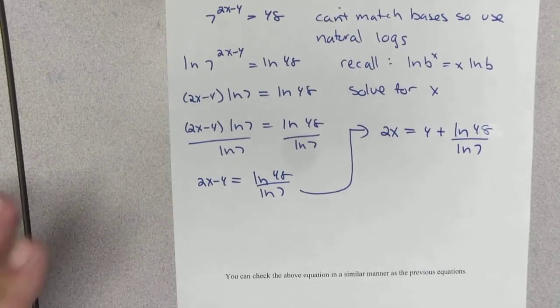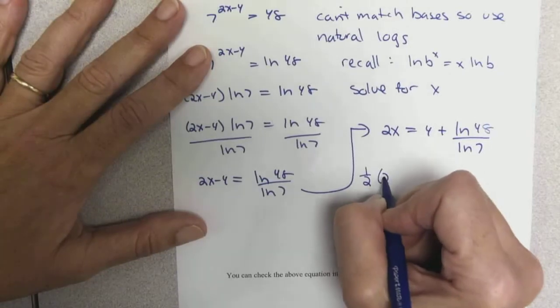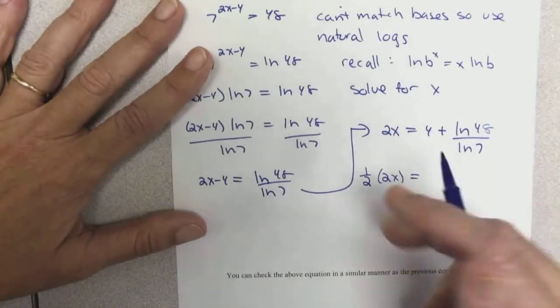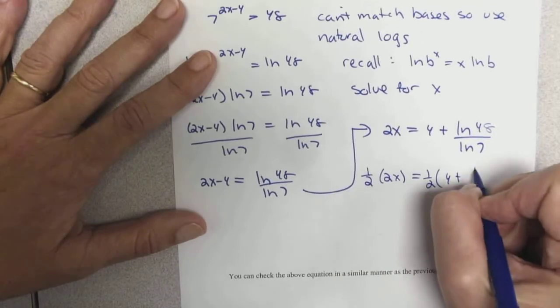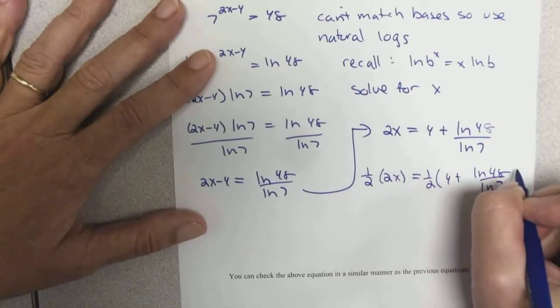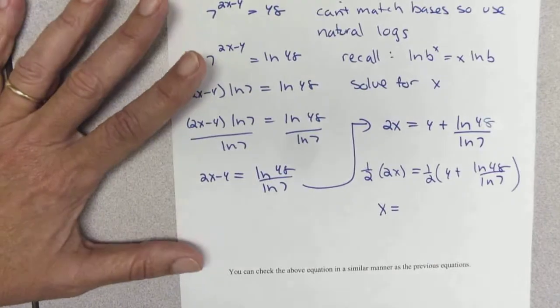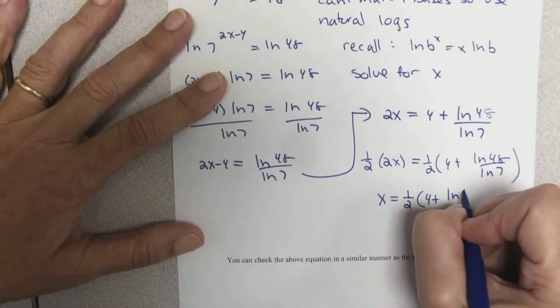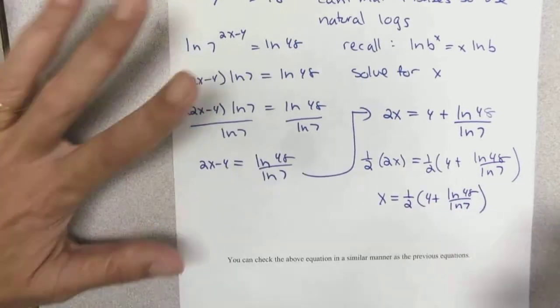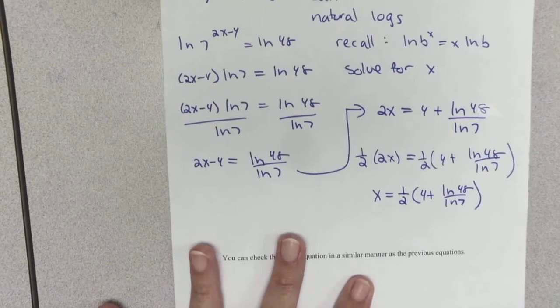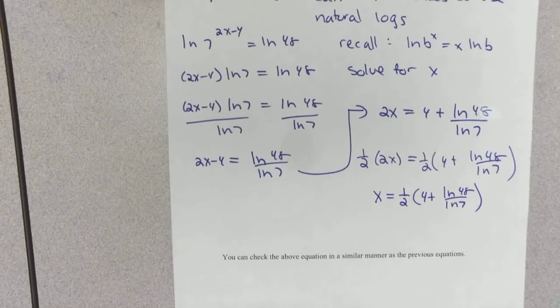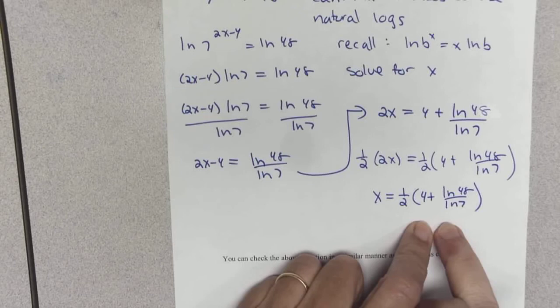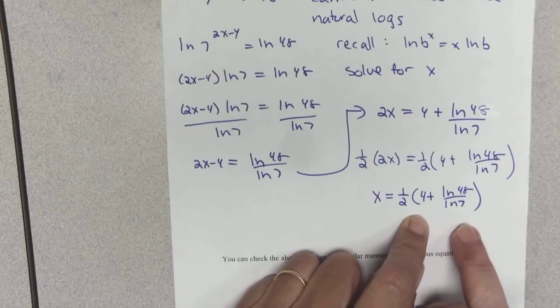And then I have to get that 2 alone. And probably the easiest thing here to do, to get the x alone, I have to get rid of that 2, is to multiply both sides by 1/2. And so I get x equals 1/2 times 4 plus the natural log of 48 over the natural log of 7. And that's perfectly fine. Come test time, just get me a correct answer over here. I am not going to fuss exactly how that correct answer should look. You could leave it like that.